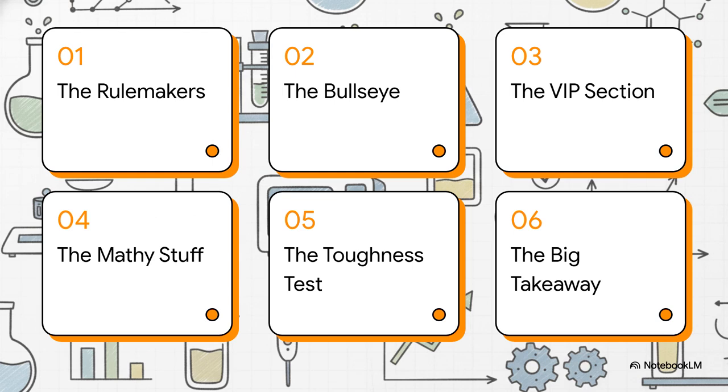Here is our quick roadmap for today. 1. The rule makers. 2. The bullseye. 3. The VIP section. 4. The mathy stuff. 5. The toughness test. And finally, number 6, the big takeaway.